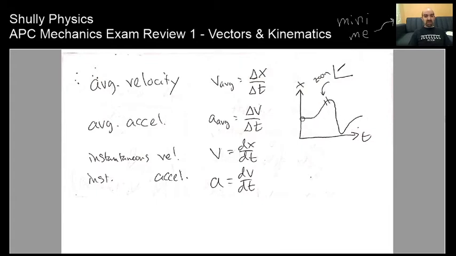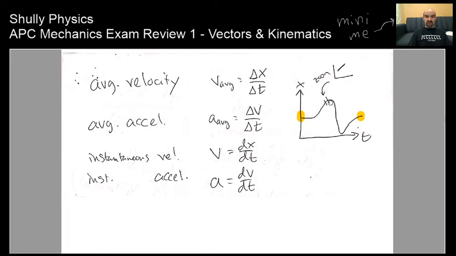We could take the overall displacement on this graph from beginning to end, which might be 0. If we look at the starting position and the final position, they're all about the same position. So the average velocity of this motion may be 0 if we look at the entire time.